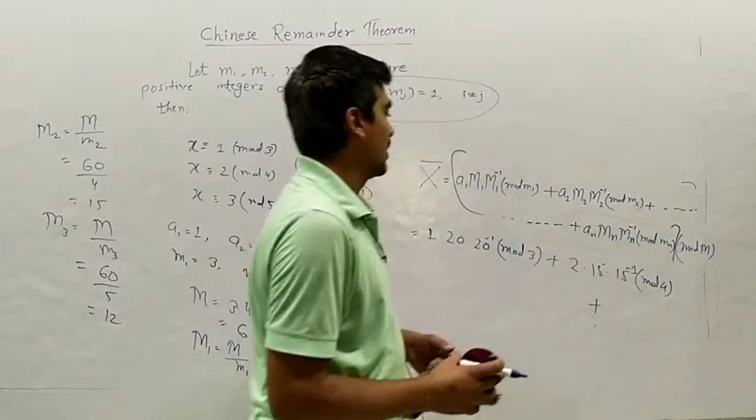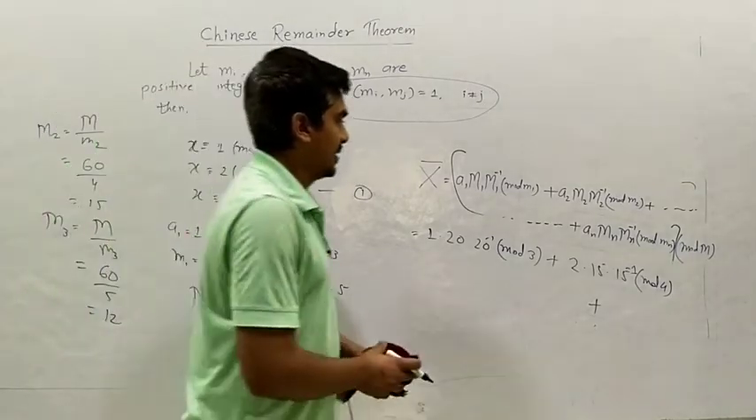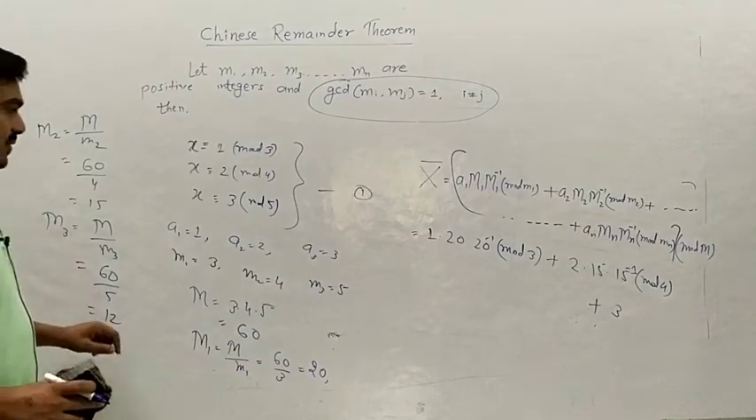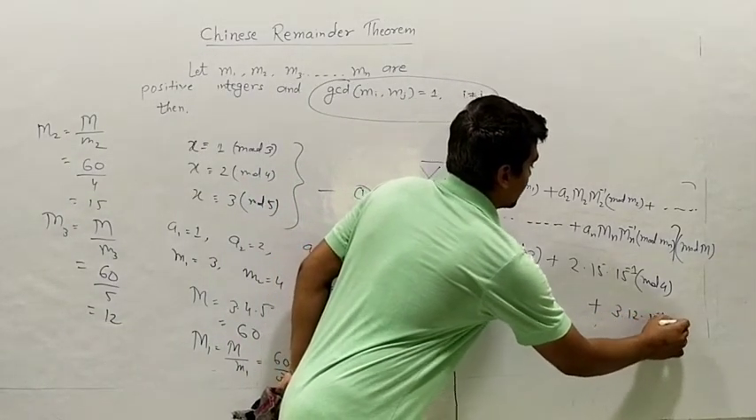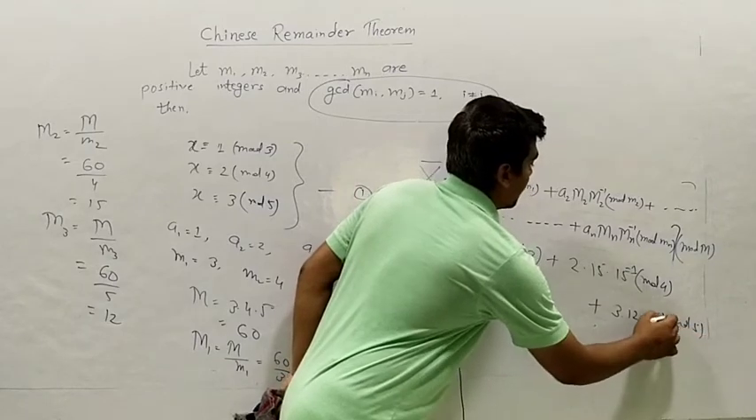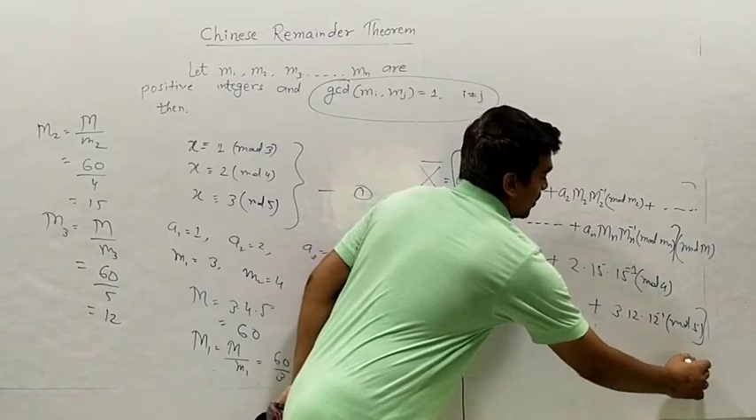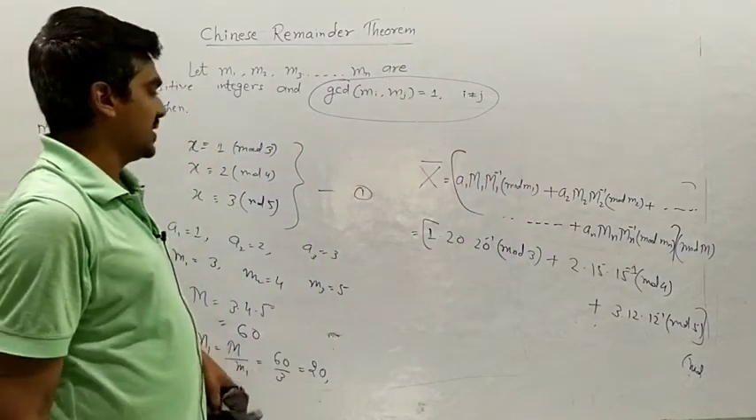Okay, plus a3. What is a3? a3 is 3. Okay, M3. What is M3? M3 is 12. 12 into 12 inverse mod 5, and this whole term is taken over mod capital M. What is capital M? That is 60.